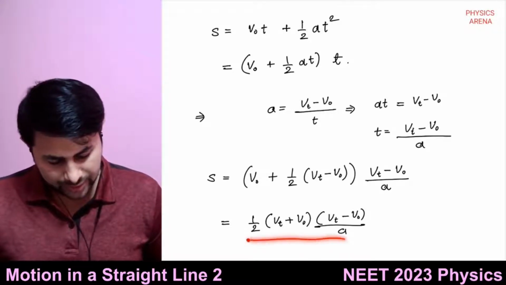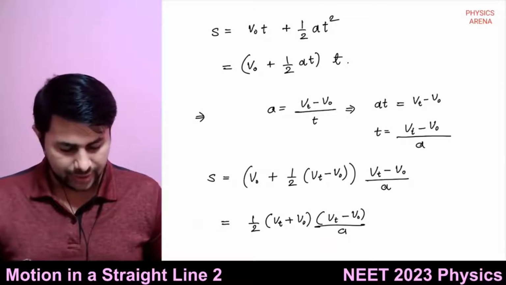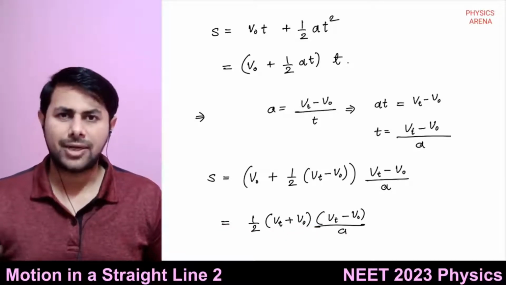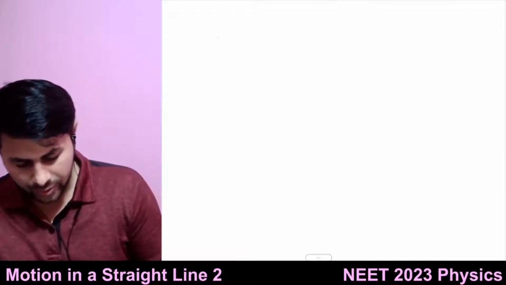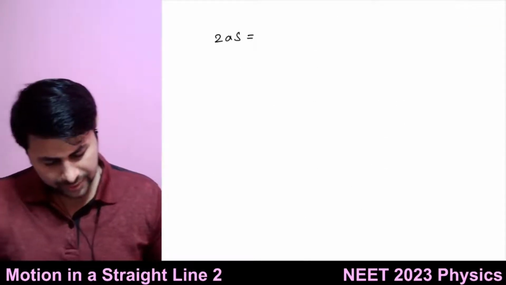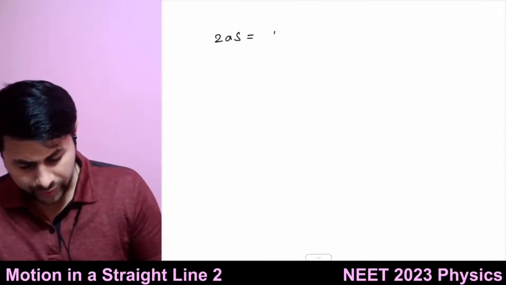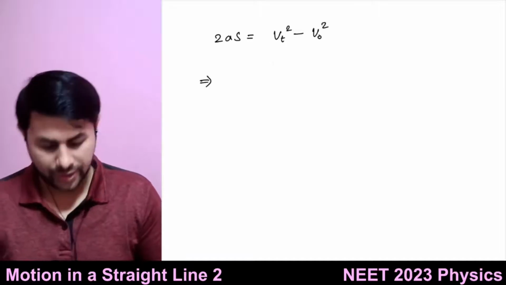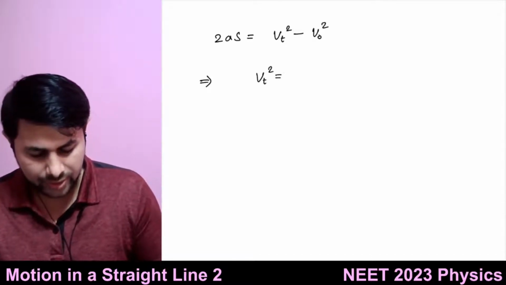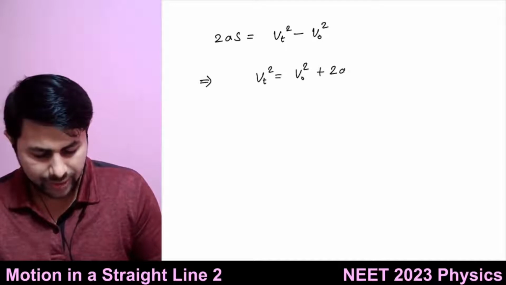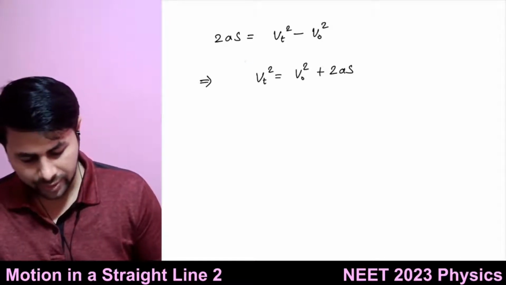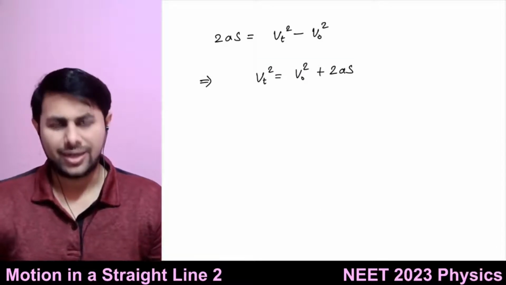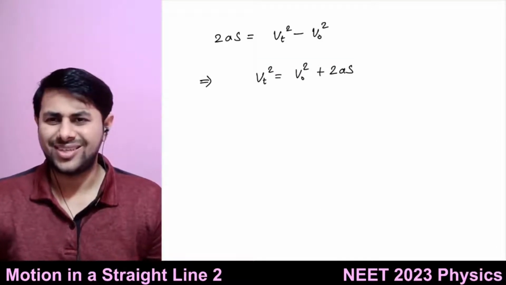And now you can take this 2A on the left hand side, and then this is like A plus B multiplied by A minus B, which is A squared minus B squared. So 2 times A multiplied by S is equal to Vt squared minus V naught squared, and from that you get Vt squared equals V naught squared plus 2 times A multiplied by S. So this is your third kinematic equation of motion, and this is a simple way to derive it.